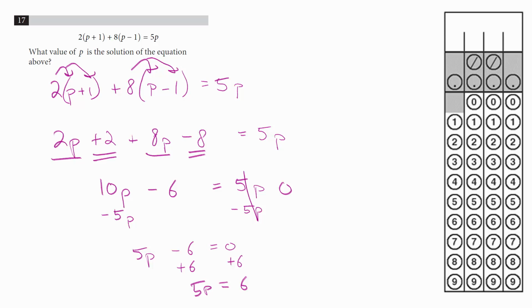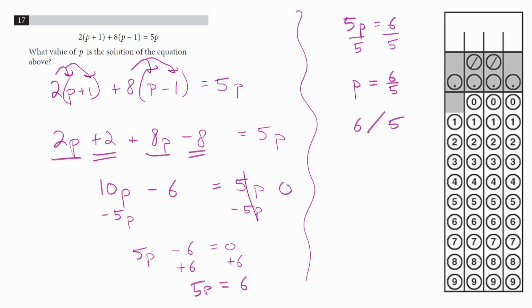So moving up to the top, 5p equals 6. Divide both sides by 5. And I can end with 6 over 5. Now this can be written as 6/5, or if you can do the math without a calculator, you can get 1.2. Both of these are acceptable answers, but to save time, you can write 6/5. So you bubble 6/5.